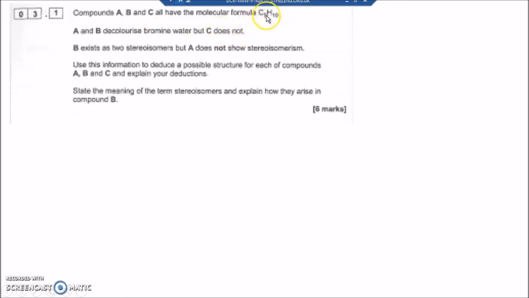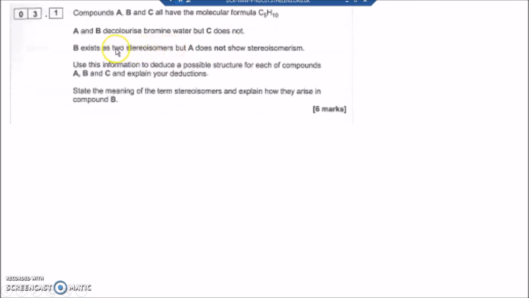C5H10, the general formula of an alkene, double the number of carbons, end up with the number of hydrogens, CnH2n, but it hasn't got a double bond. That shows that this can happen if it's cyclic. If it's got a ring, it can have single bonds but still the general formula of an alkene. So C is definitely cyclic, and that will explain why it doesn't decolorise bromine water, but it can have CnH2n as its general formula. B exists as 2 stereoisomers, but A does not show stereoisomerism.